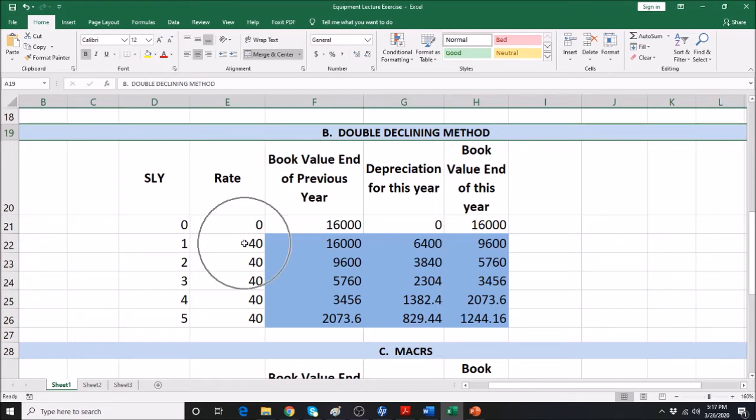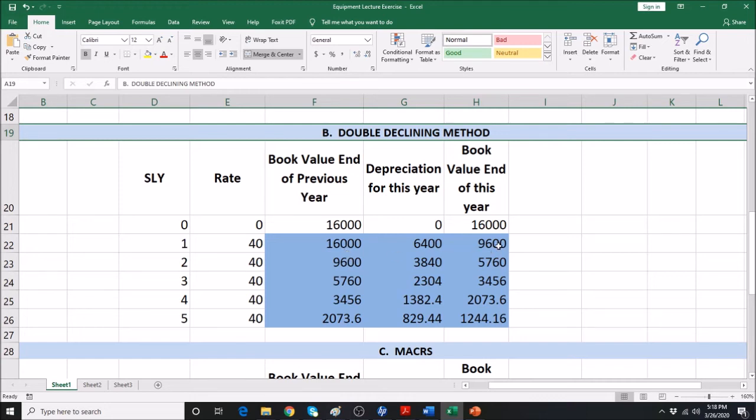Once you have that, what you do is just multiply this 40%, 0.4, times 16,000, and that will give you 6,400. Okay, so again, with that value here, you have to multiply by the next one.